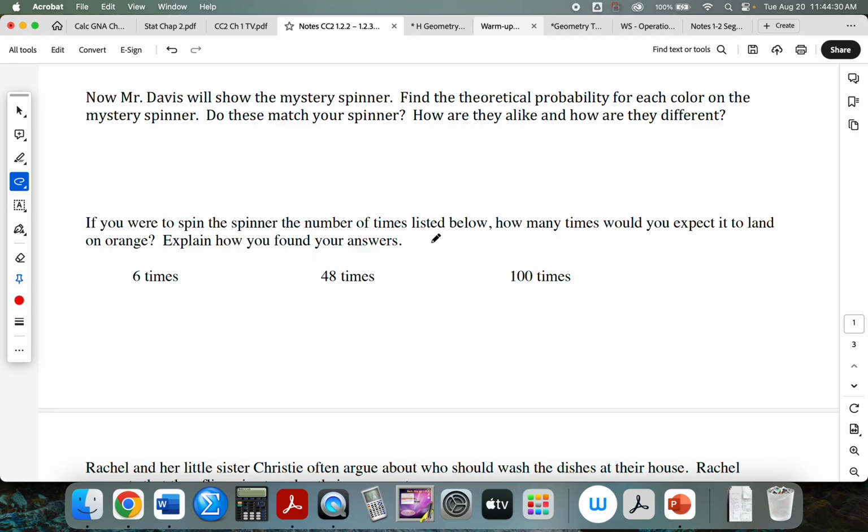All right, so the probability of it coming up orange is 1 time out of 6. So how many times would you expect it to land on orange if you only spun the spinner 6 times? Once. How did you get that? Because there's 6 things. Yeah, there's 6 sections, and you spun it 6 times, you would expect one time it would land on orange, right?